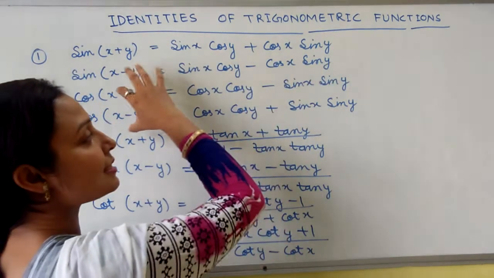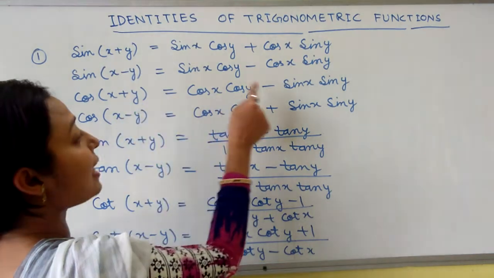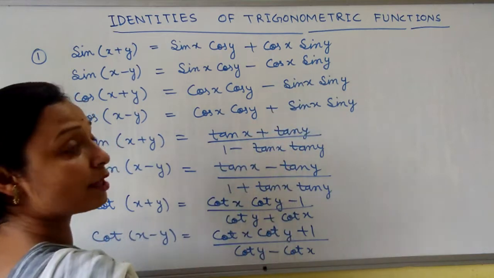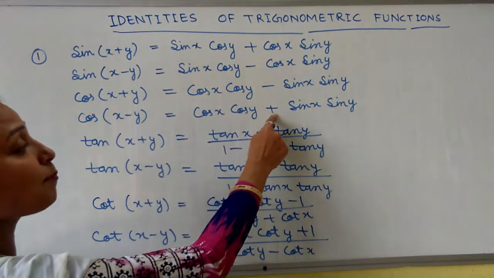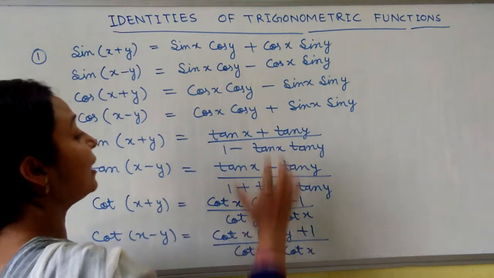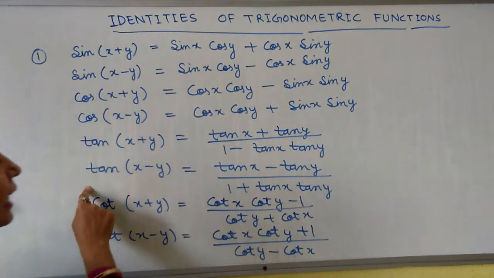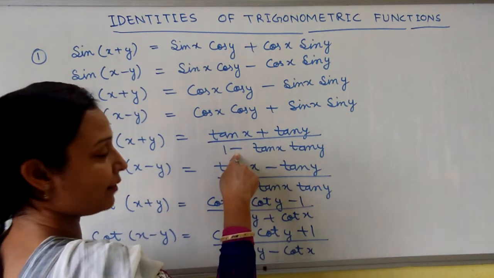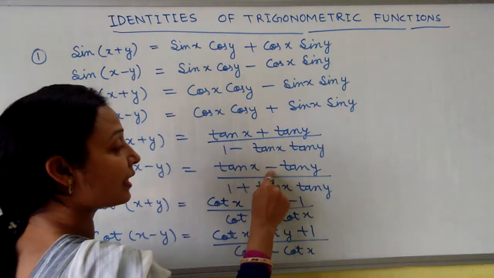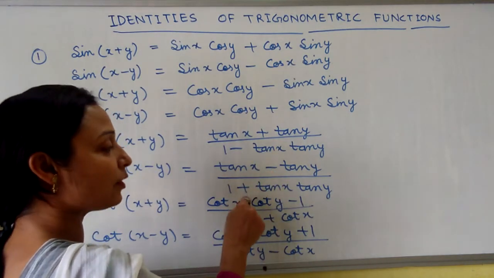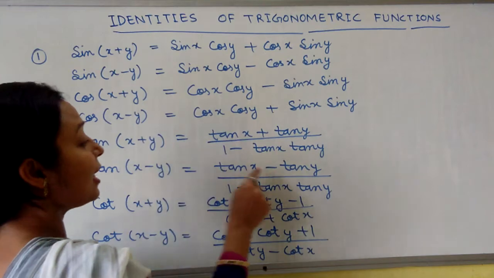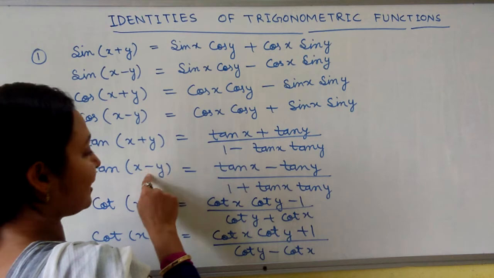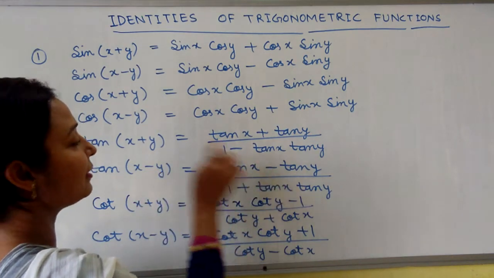These two identities are the same, but the signs are different. When there is a positive sign between x and y, there is a negative in between these two terms, and when we have a negative sign, there is a positive sign in between these two. Okay, now come to these two, that is tan. When there is a positive sign in the numerator, there is a negative in the denominator, and when there is a negative sign in the numerator, there is a positive in the denominator. The sign above is according to the sign of x and y.